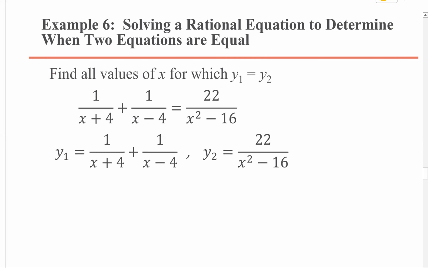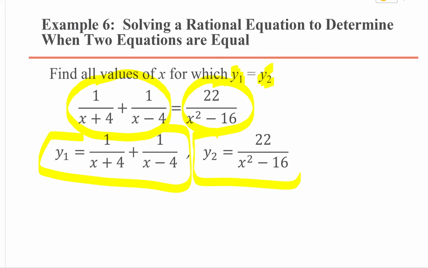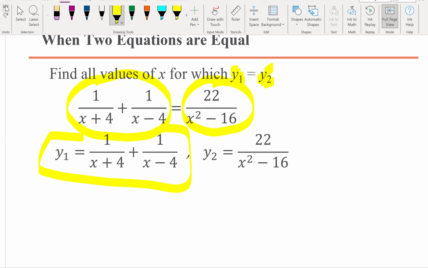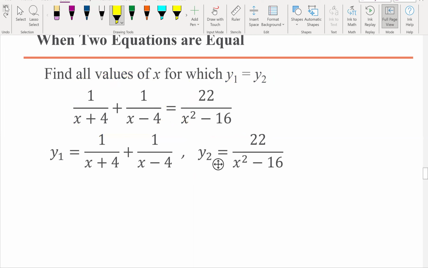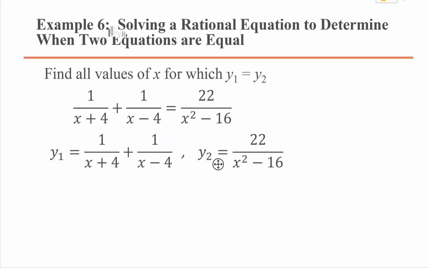Let's see. The phrasing of this one is kind of complicated. Find all values of x for which y1 equals y2. What are they talking about? I think they're just trying to say, find all values of x for which the left side of the equation is equal to the right side, where y1 is the left side and y2 is the right side. Why even say that? I almost understood what was going on until you said that. Anyway, I just kind of ignore that second part.